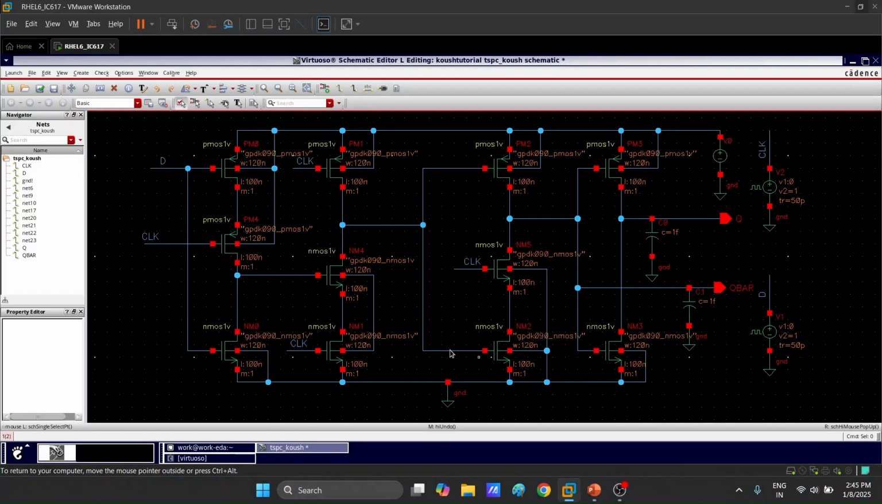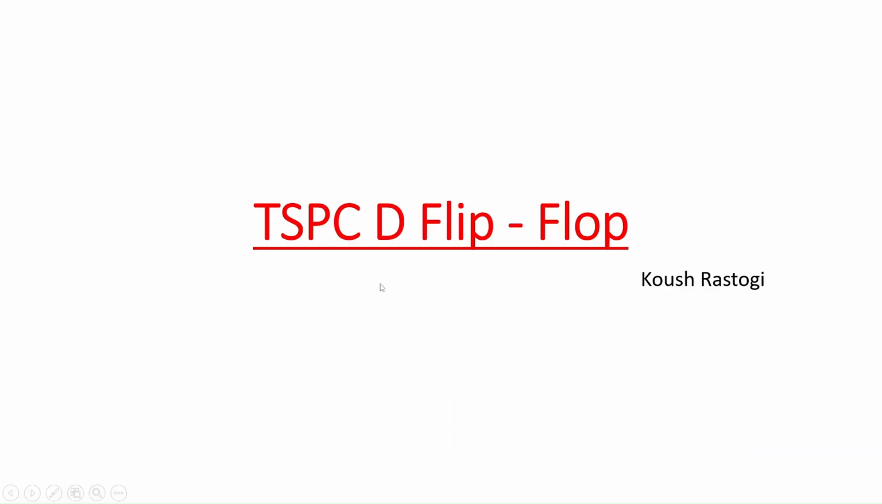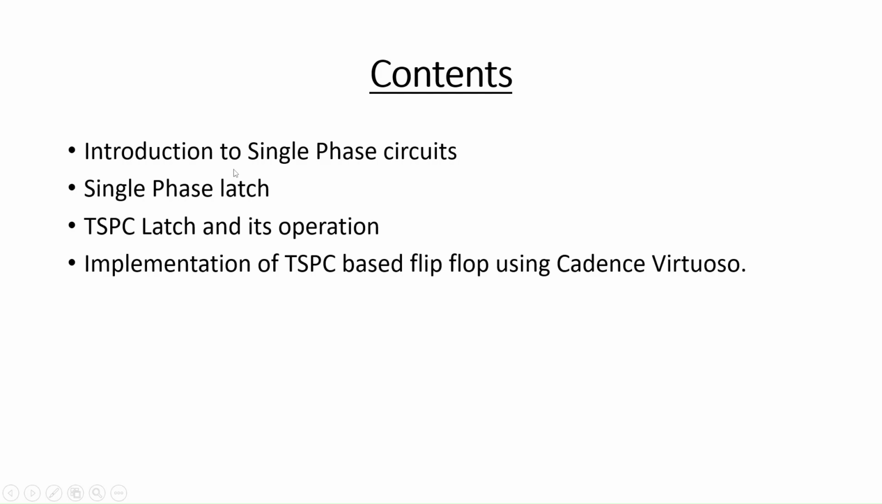In today's video, we will be designing a true single phase clock or TSPC D flip-flop using Cadence Virtuoso. This is a popular type of flip-flop used in high-speed digital circuits due to low power consumption and simplified clocking mechanism. So first, let us understand about the single phase circuits.